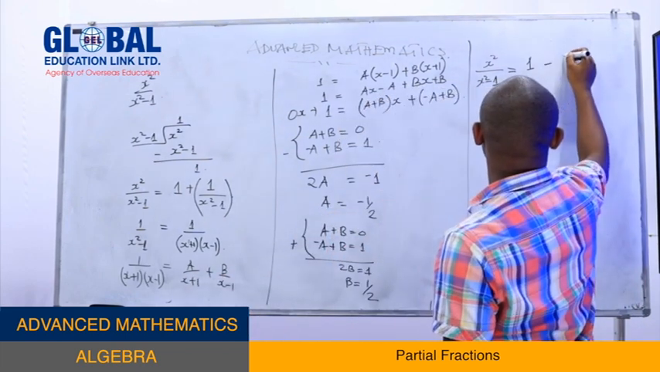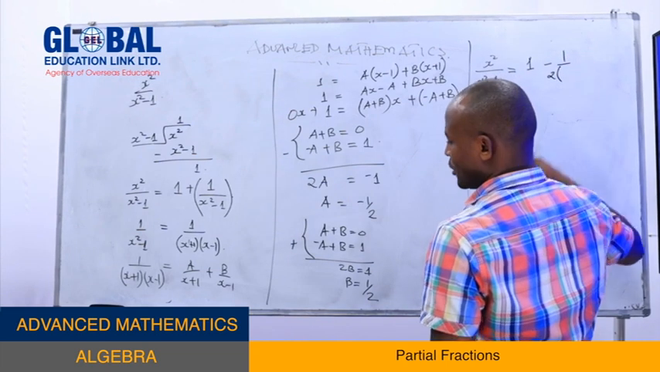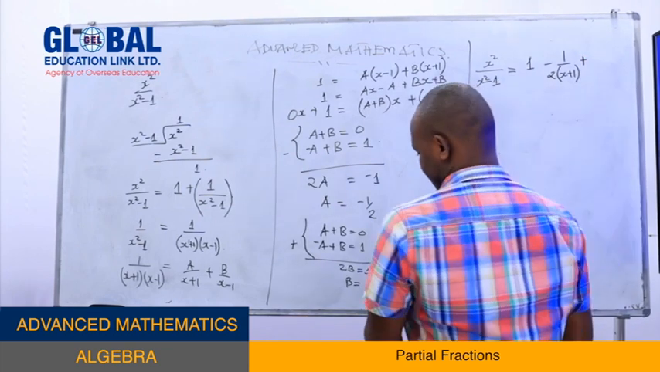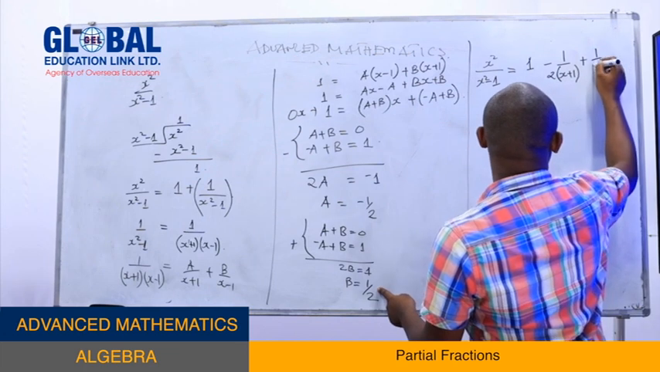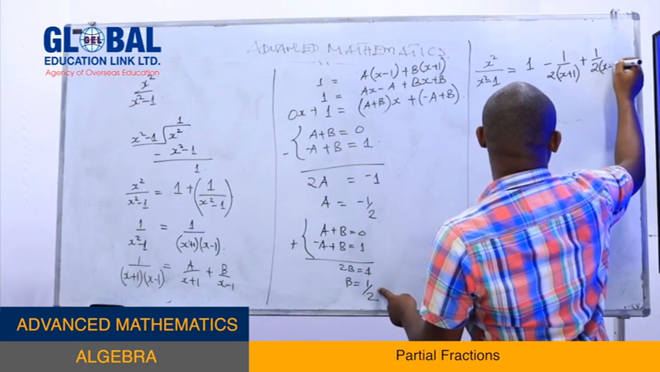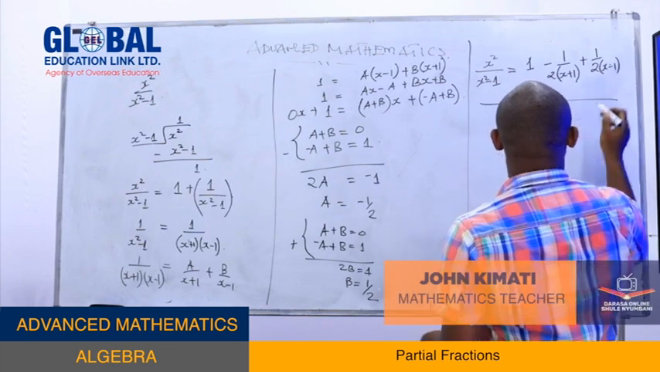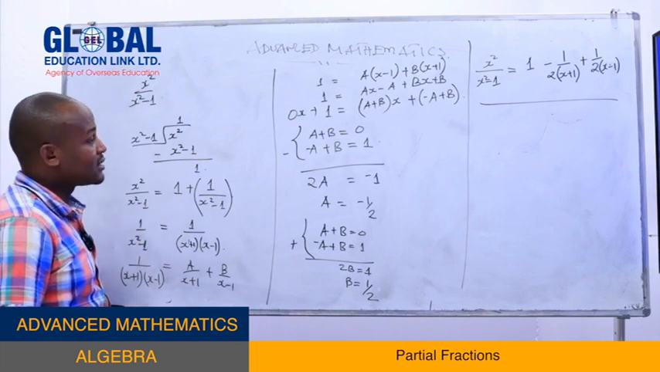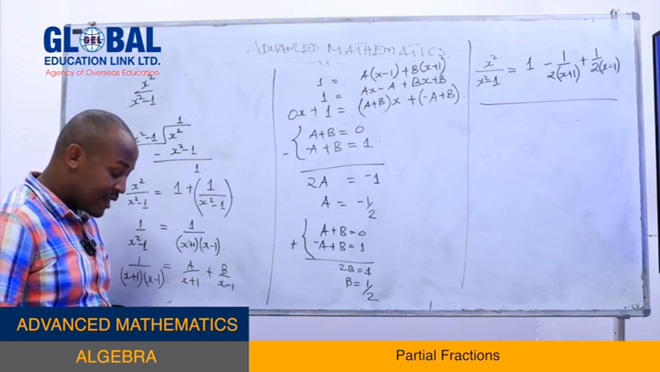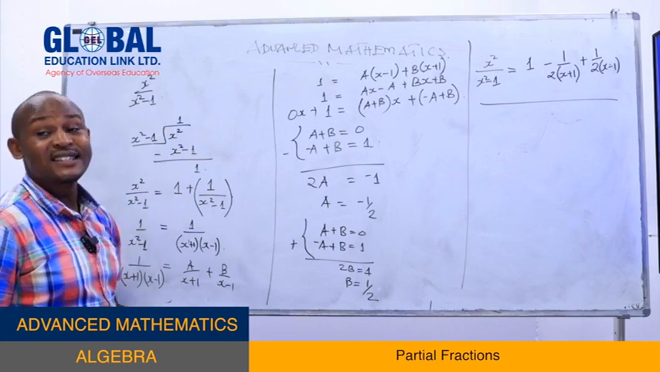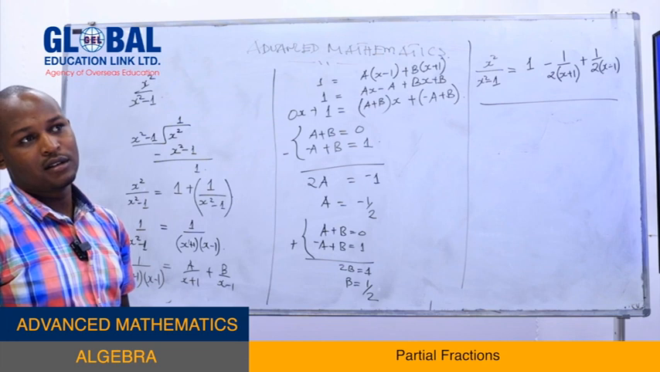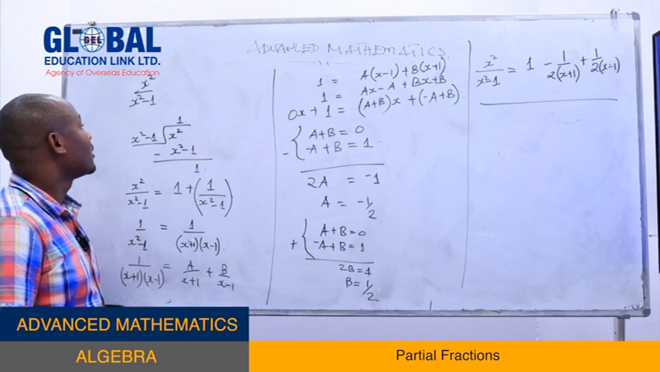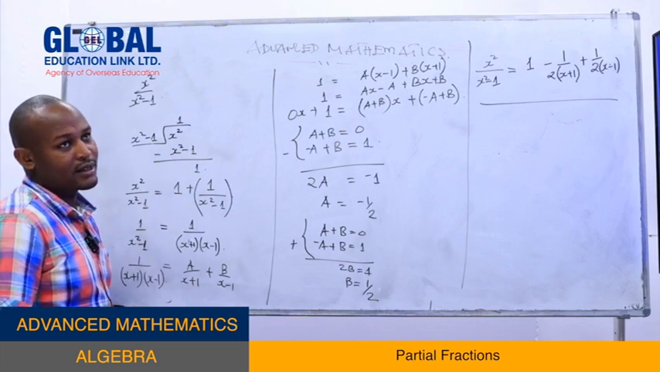Then we shall have a negative 1 over 2 x plus 1 plus B is positive a half. Then we have x minus 1. And that is how we partialize a function that has equal degrees. And also, if you get a function that has the degree of the numerator greater than the degree of the denominator, then divide and then partialize that function.